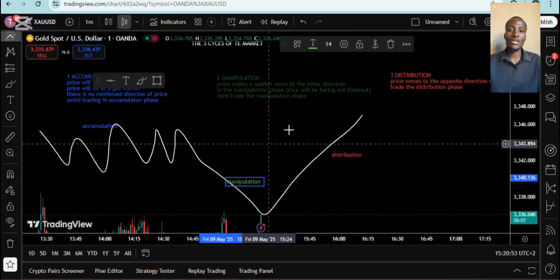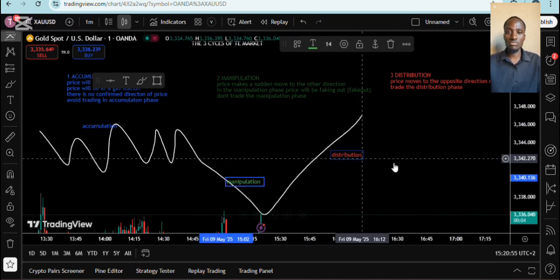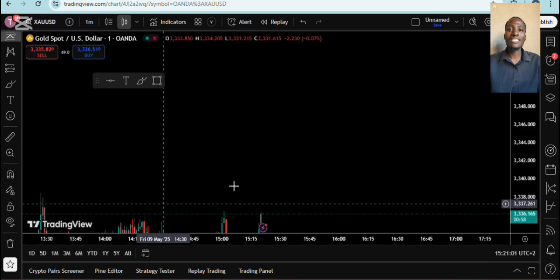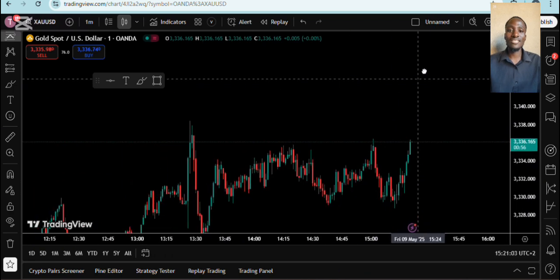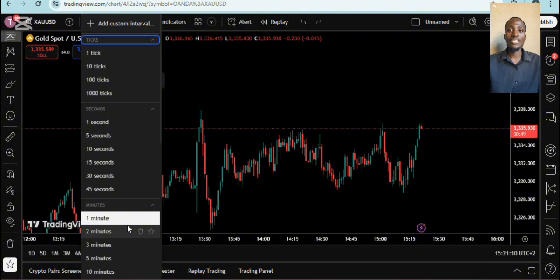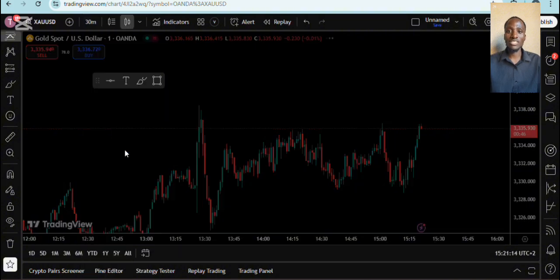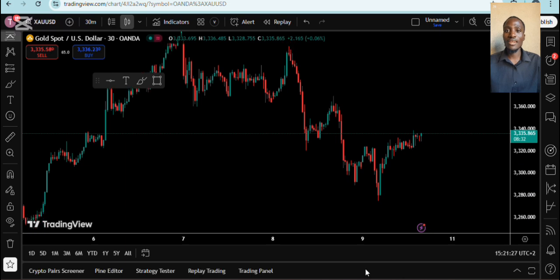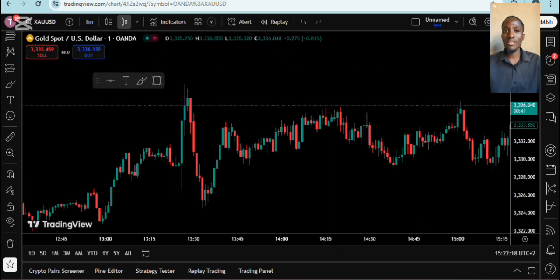Accumulation, manipulation, and distribution, right? Ranging, manipulation, and distribution. So let's now go to the charts and see the actual 3 cycles of the market on the charts. I'm just gonna change my time frame and find the perfect example.